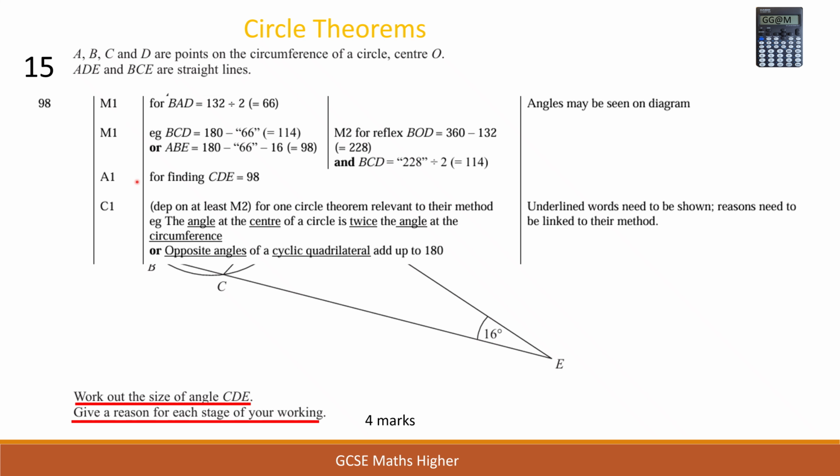You can see the working they've used here. So M1's a method mark. A1's the answer mark for getting 98. C1 is for giving the reason. So you have to show the reason why, explaining the circle theorems in order to be able to get the mark like I've just explained to you.